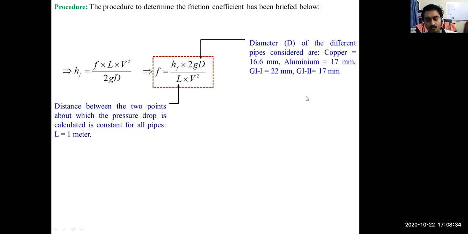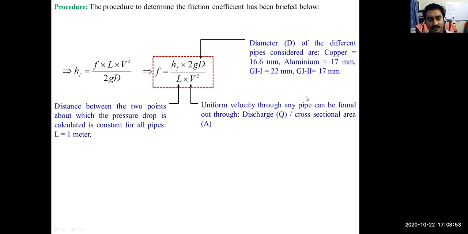I just want to tell you what data are to be collected from the experiment. Why will we do the experiment? What exact reading is to be taken out of the experiment? That is what I want to tell you. So D is a known factor, L is also known, so that has nothing to do with the experiment.